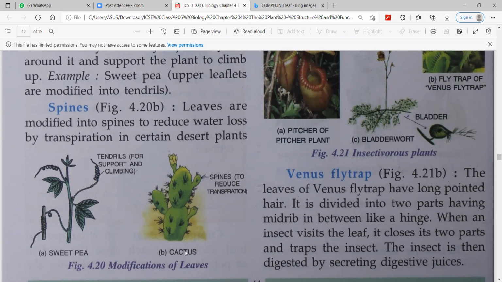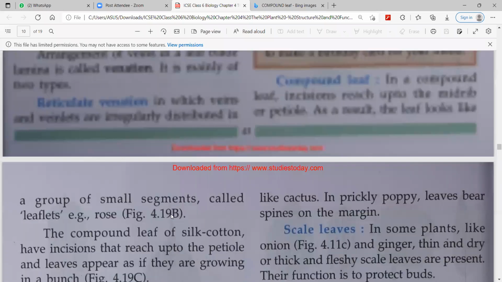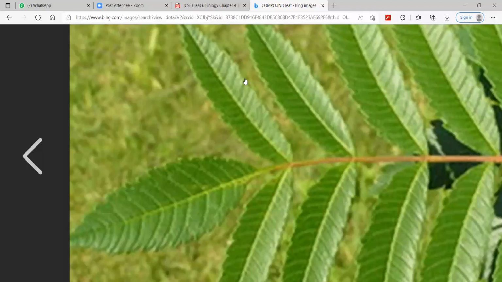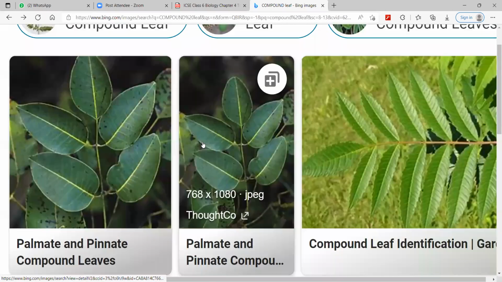This green structure is known as the stem, and that stem is known as phylloclade. This cartilage-like structure is known as spine, which reduces water loss. Then we have scale leaves, as I told you, in ginger. Let me show you the picture of scale leaves.